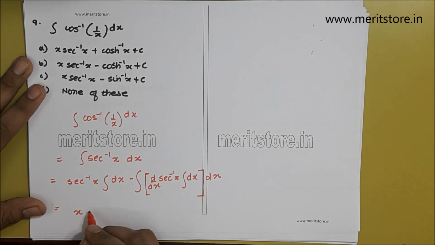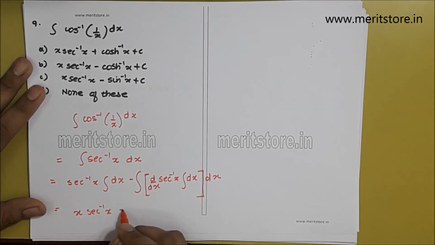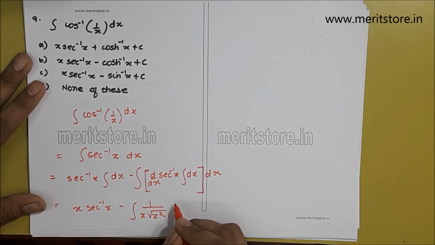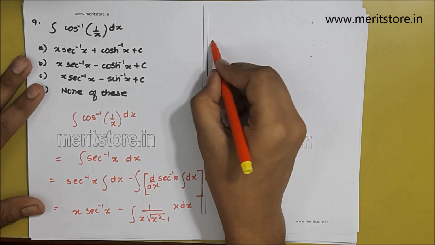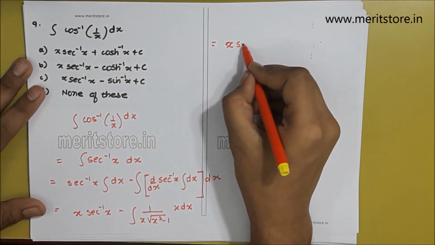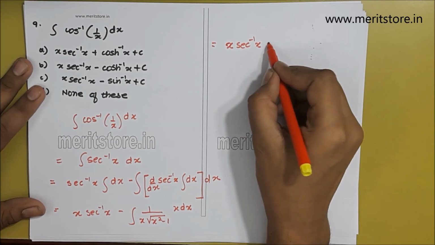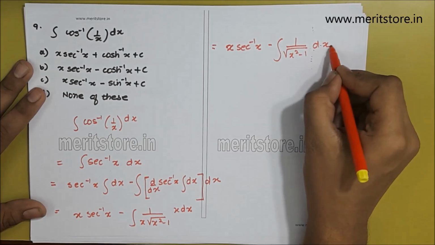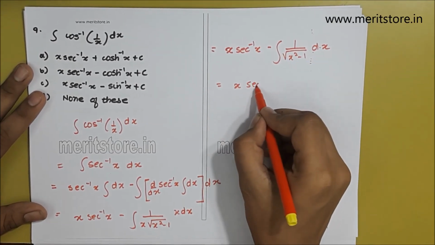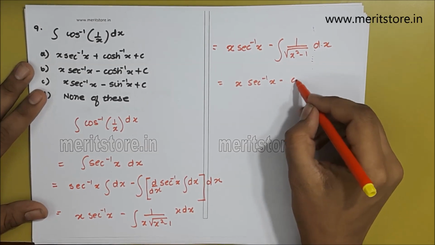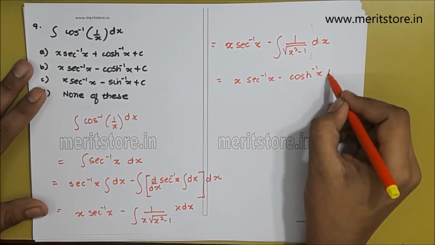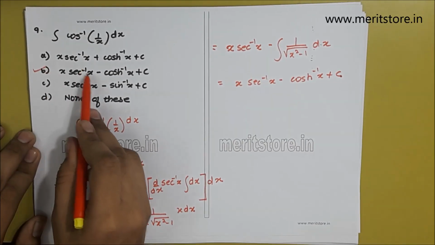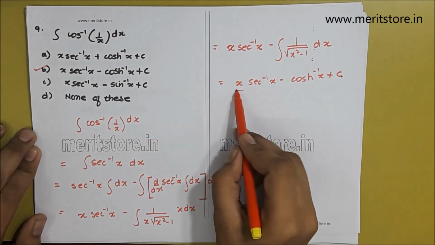So what we get is x sec inverse of x minus integration of 1 upon x root of x square minus 1 into x dx. So what we get is x sec inverse of x minus integration of square root of x square minus 1 dx, which will give us x sec inverse of x minus cos h inverse of x plus c. That is option B, x sec inverse x minus cos h inverse x plus c, is the correct answer.